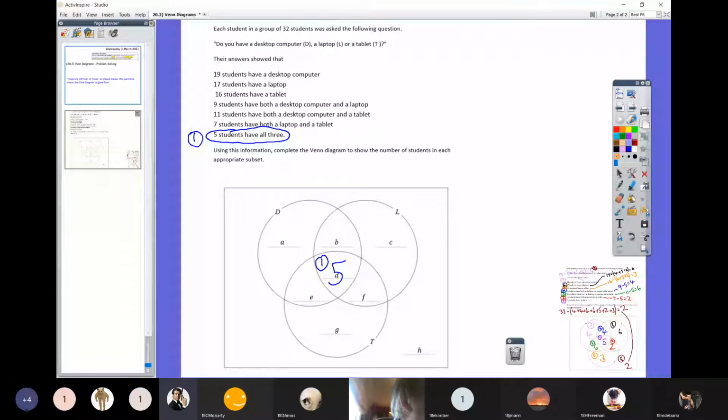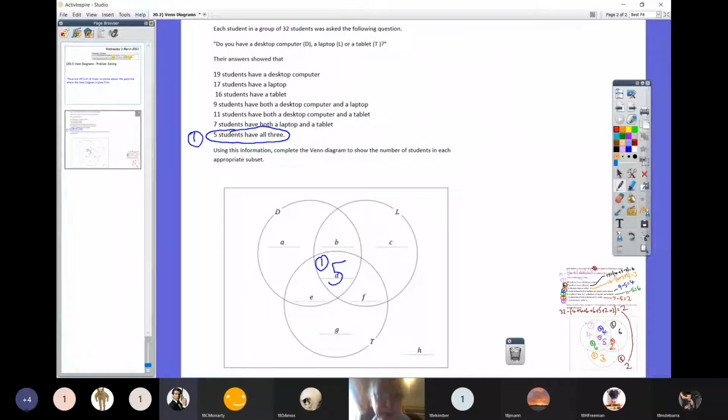Now, working our way outwards, we're now going to do B, E and F. So all of those who've got 2. Now, it doesn't matter which order you do those in. Okay, I'm just going to sort of work up the list really. So I'm going to go and do those who are in L and in T. So this would be for little letter F. So these are the people who've got both a laptop and a tablet. Now I'll change colour for this. A laptop and a tablet.